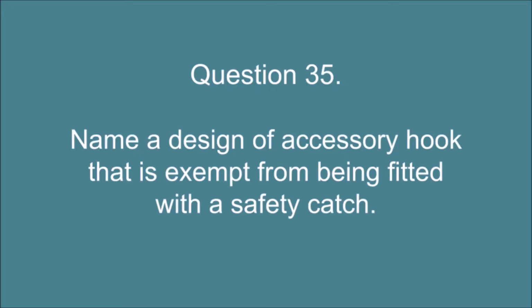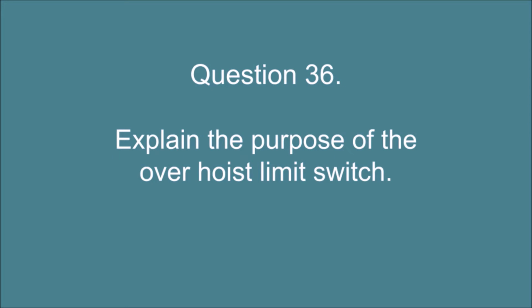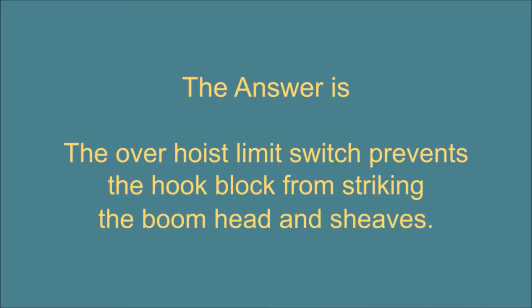Question 35. Name a design of accessory hook that is exempt from being fitted with a safety catch. The answer is a C-hook, also known as a Liverpool hook. Question 36. Explain the purpose of the overhoist limit switch. The answer is the overhoist limit switch prevents the hook block from striking the boom head and sheaves.